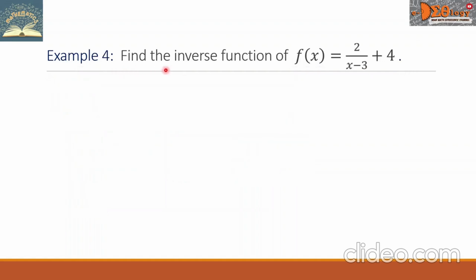Example 4. Find the inverse function of f of x equals 2 over (x - 3), then plus 4. Step 1. We make sure that f is a one-to-one function. Notice that if I change this x by any value, there will be a unique value for the f of x. So this is a one-to-one function.